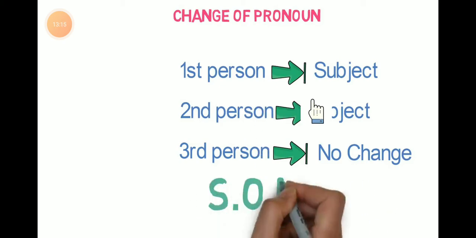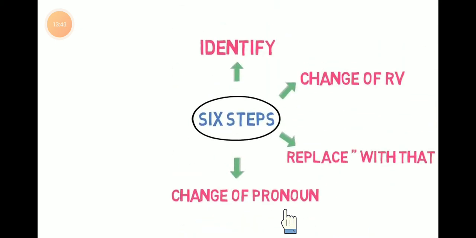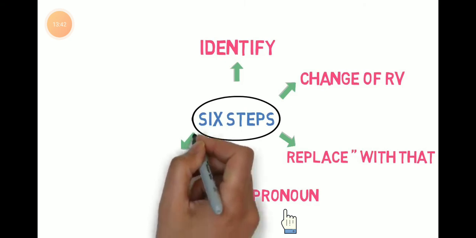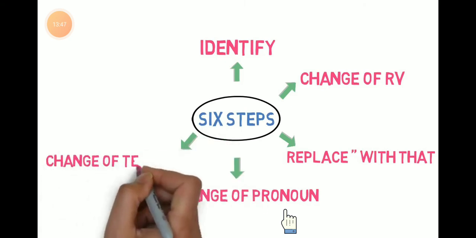If the first person is the subject, second person is the object, then we have to bring this first person into third person, second person into third person. If it is a matter of third person, there will be no change, and it is well remembered in the form of SON, subject, object and no change. This we should also take care of. I am repeating once again, in the sentence, first person is converted into third person, second person converted into third person, and third person, there will be no change while writing direct speech into indirect speech.